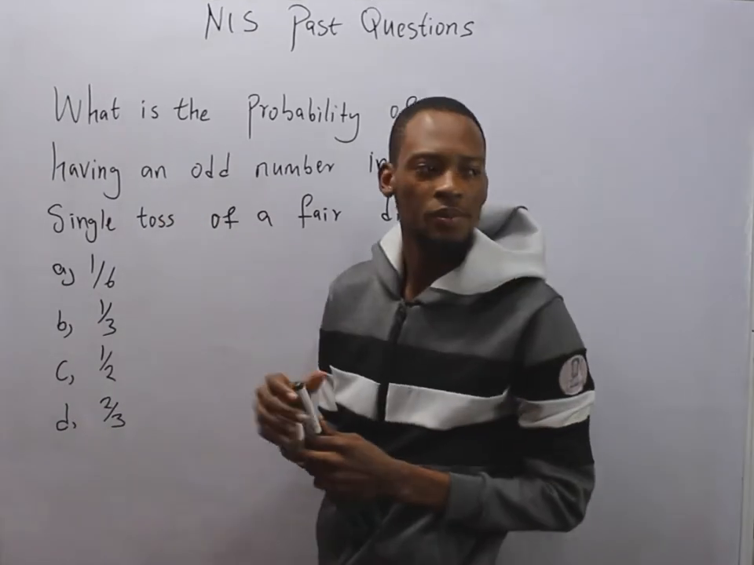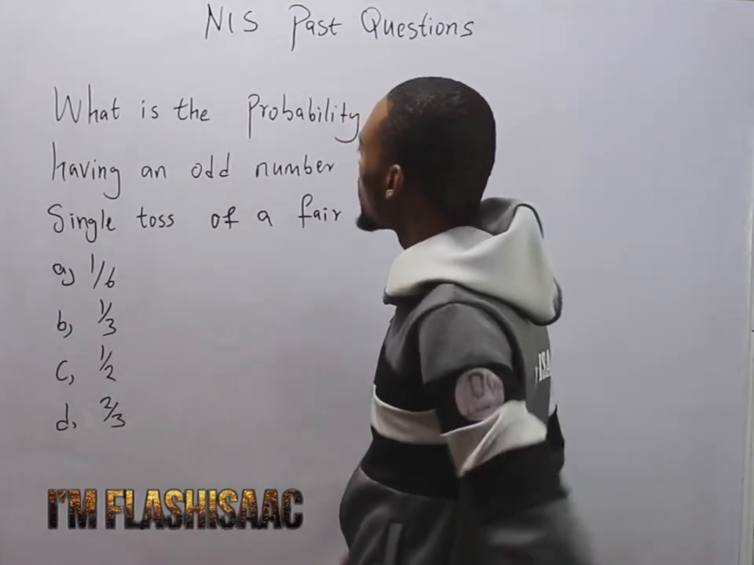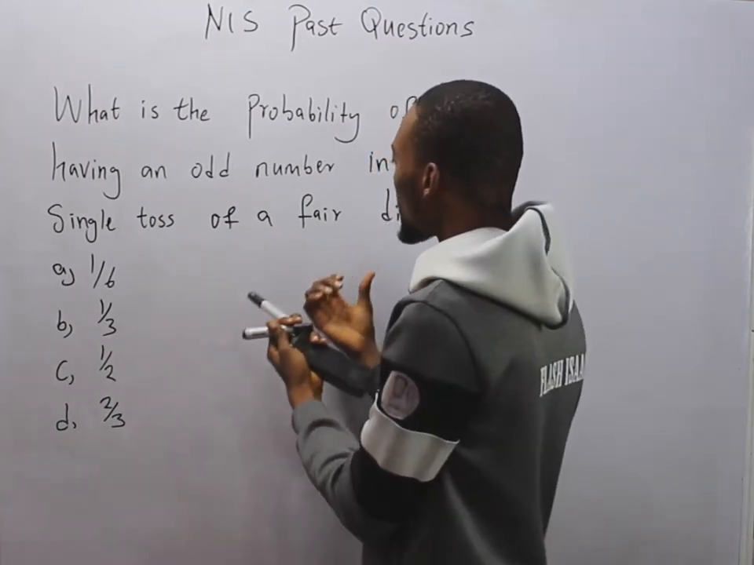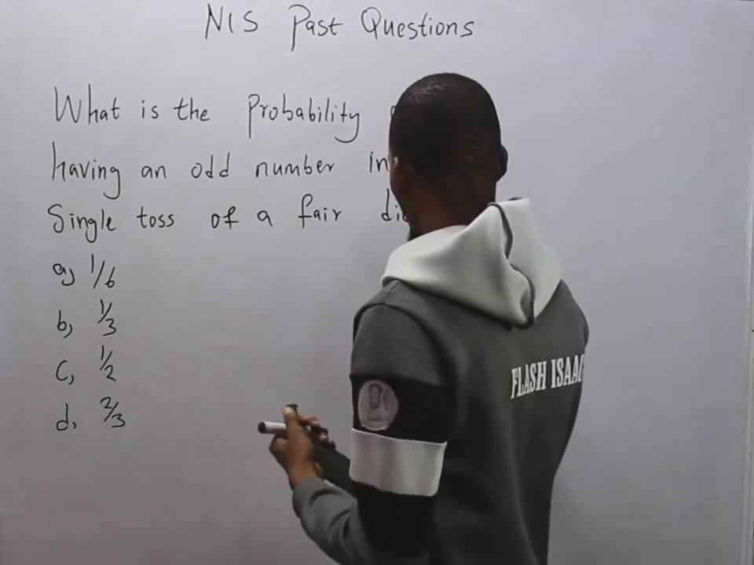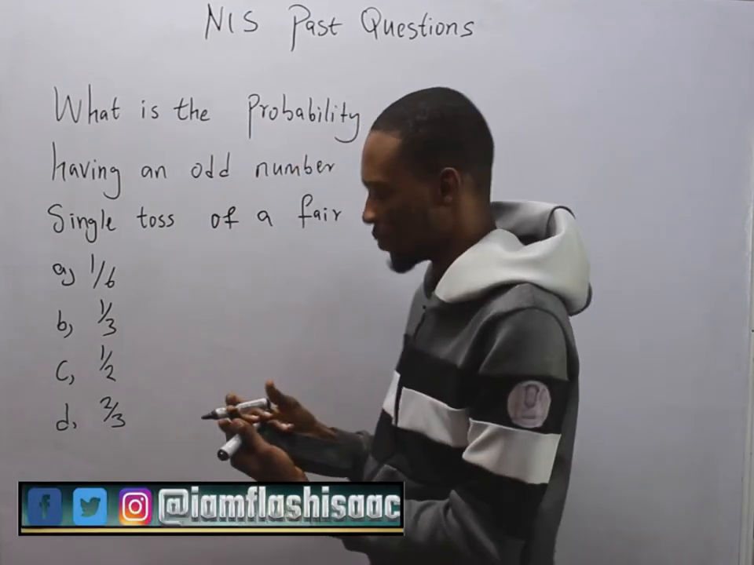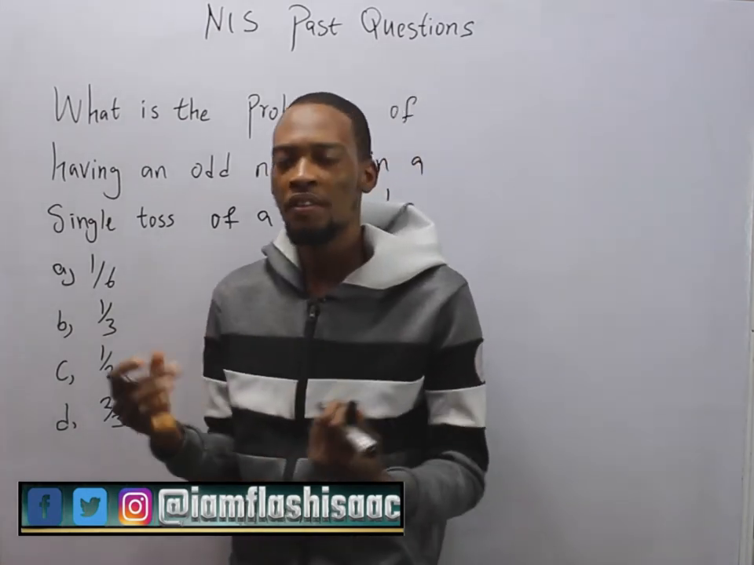Now look at this question. It says, what is the probability of having an odd number in a single toss of a fair die? A, 1 over 6, B, 1 over 3, C, 1 over 2, and D, 2 over 3.